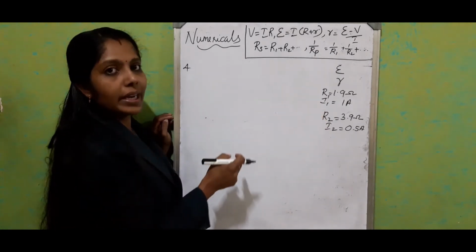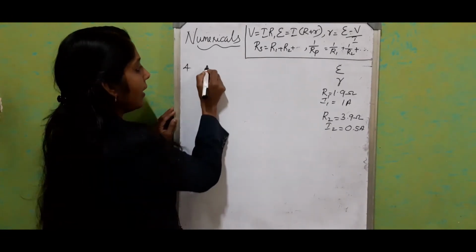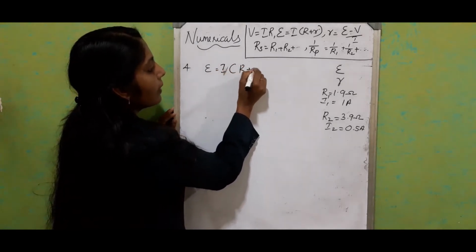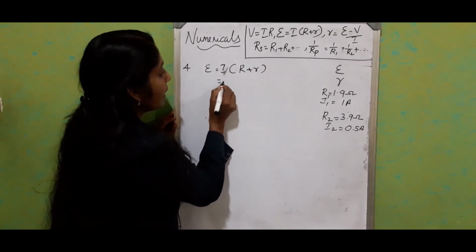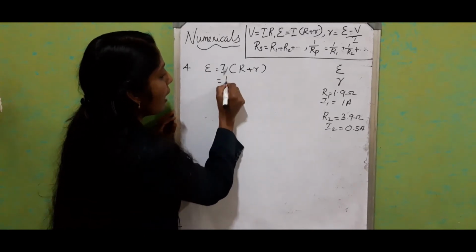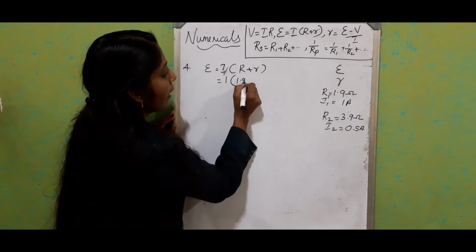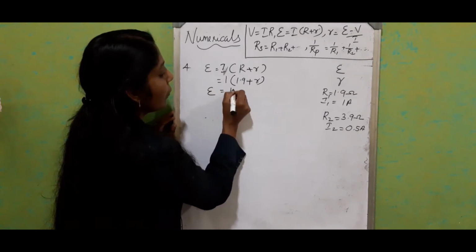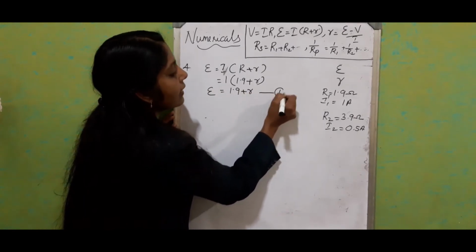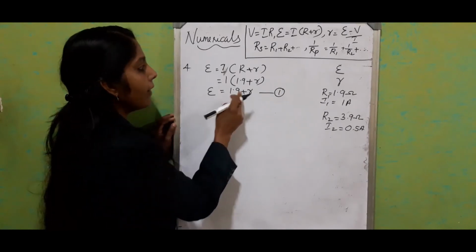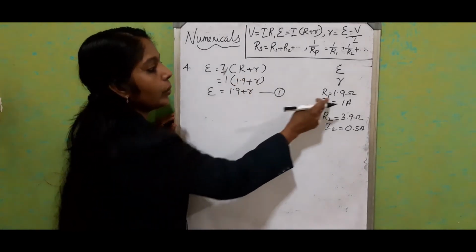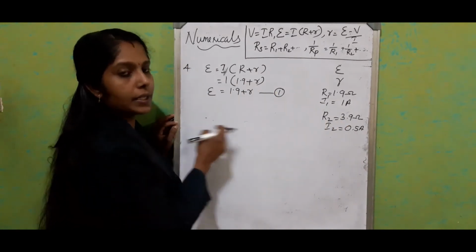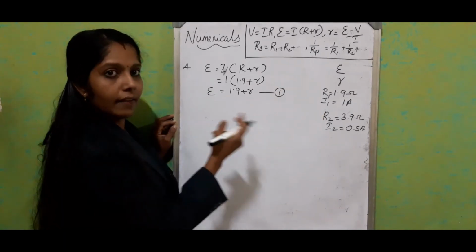With this data, we will make two equations. According to our first data, epsilon is equal to I into R plus r. So we will write epsilon equal to 1 ampere into external resistance 1.9 plus r, or epsilon is equal to 1.9 plus r. Consider this as the first equation. When this cell is connected to an external resistance of 1.9 ohm, the current drawn is 1 ampere. We made one equation. With the other set of data, in the same way we will make the equation.